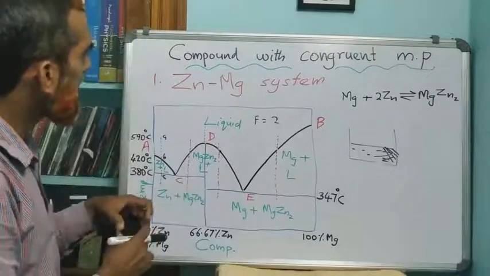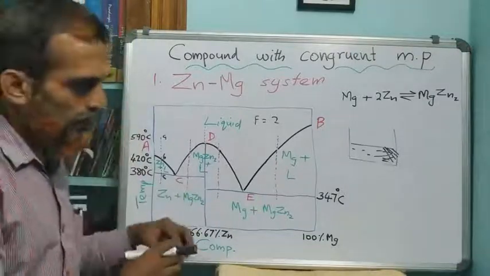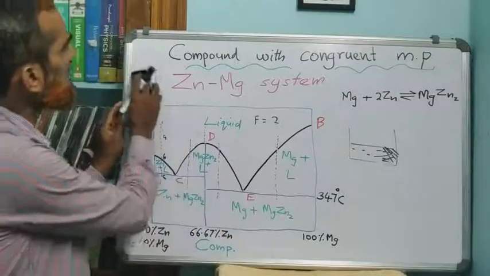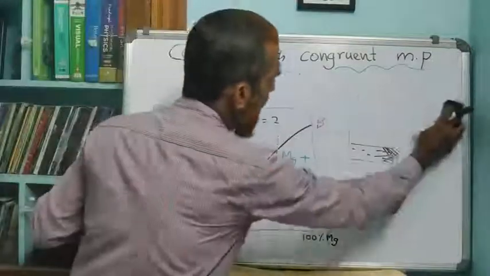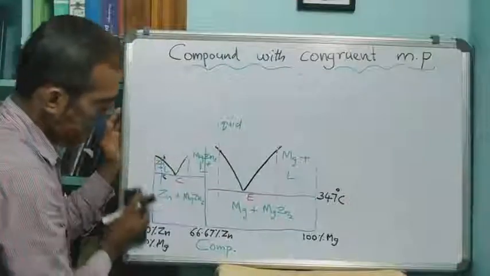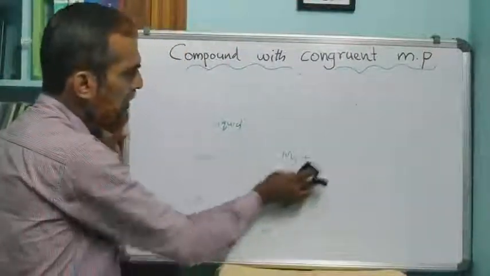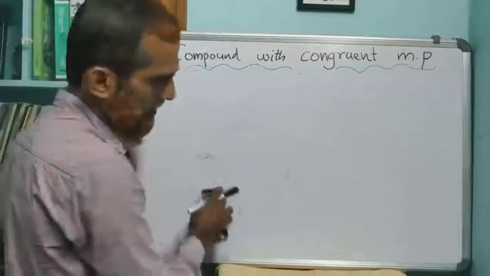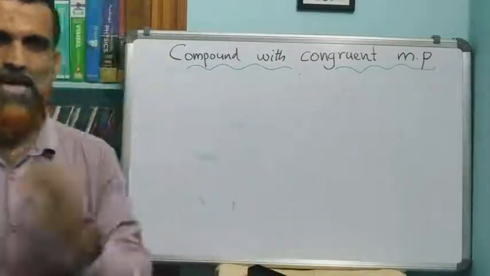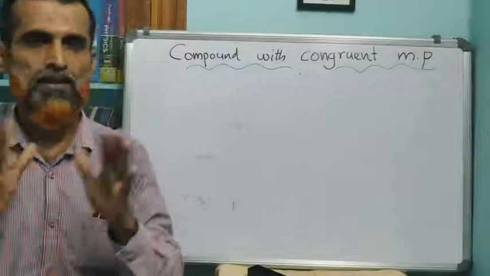This is the zinc-magnesium system. We will discuss one more example of this kind of system in the next class. So by discussing these examples, you will understand the various aspects of these kinds of systems clearly.